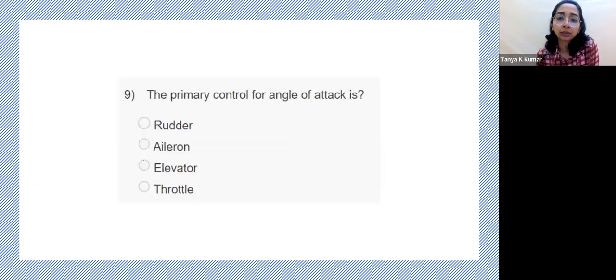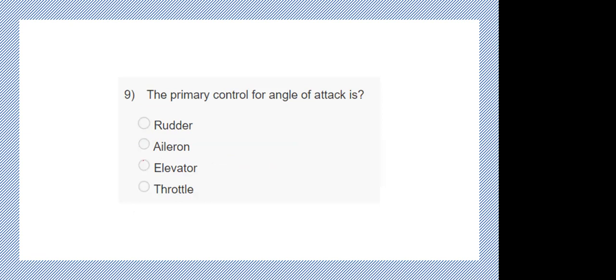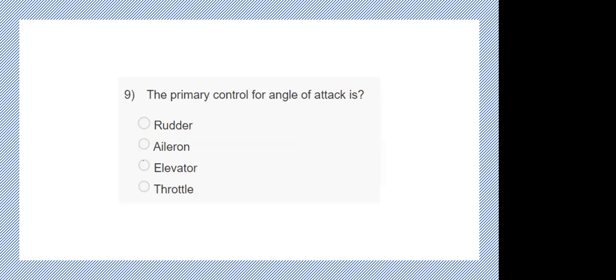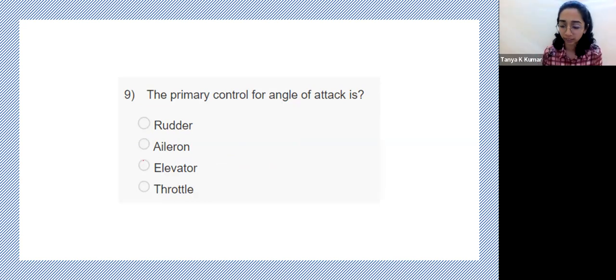The primary control for angle of attack is? What is the primary control? Elevator, ma'am. Okay. So like the question that we discussed last class, which asked what is the primary control for side slip? What was the primary control for side slip? Rudder.